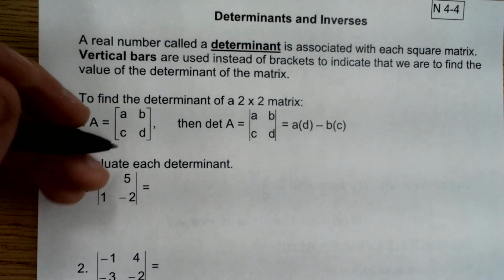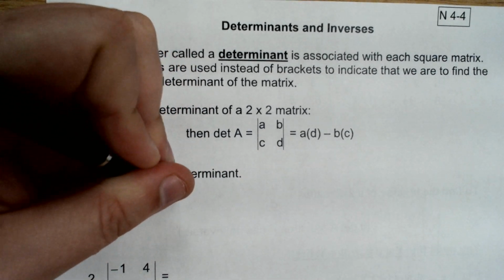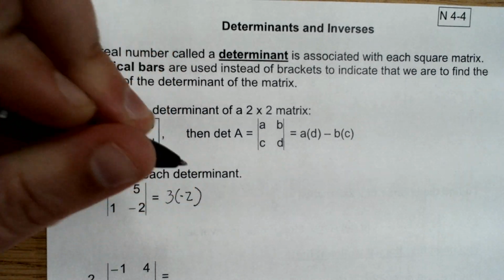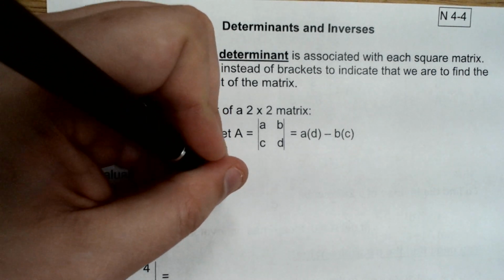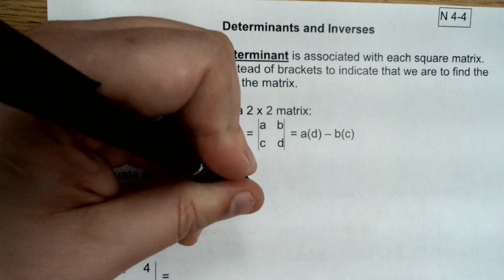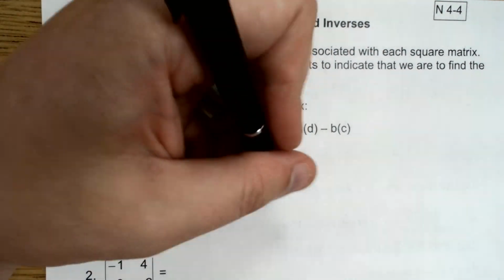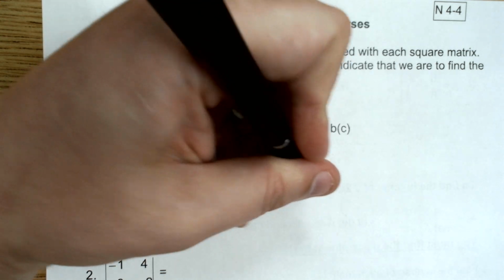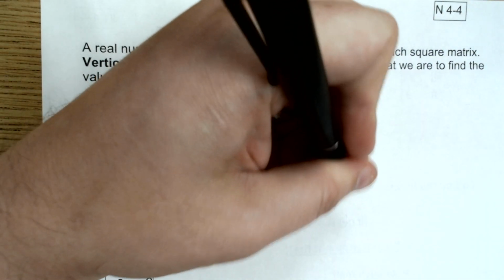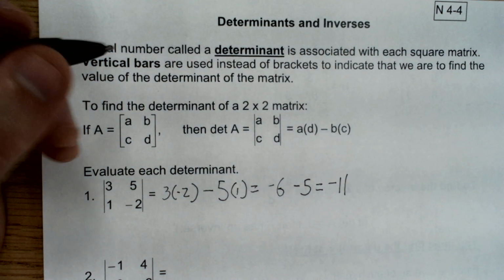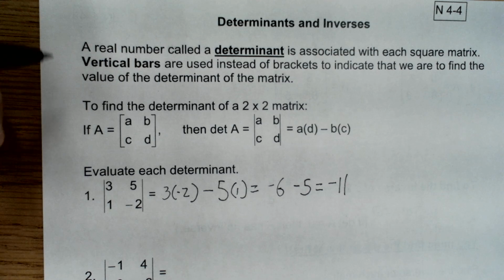So for this first one, we're going to do 3 times negative 2. Then I'm going to subtract from that 5 times 1. So working that out, I get negative 6 minus 5, which gives me a negative 11, which would be my determinant for this matrix here.